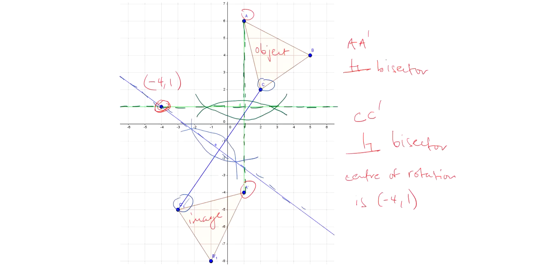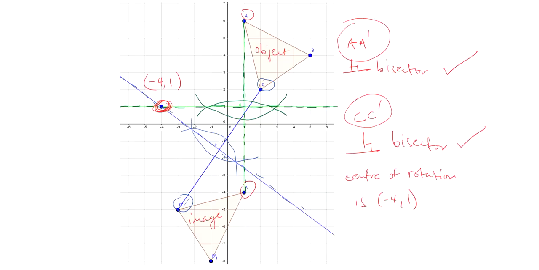So just to summarize, in order to get the center of rotation, we need to use 2 points. We used A and A prime, and we found the perpendicular bisector of A prime. Then we used C prime, and we found the perpendicular bisector of that. Where the two perpendicular bisectors intersect, which is this point here, that is our center of rotation.